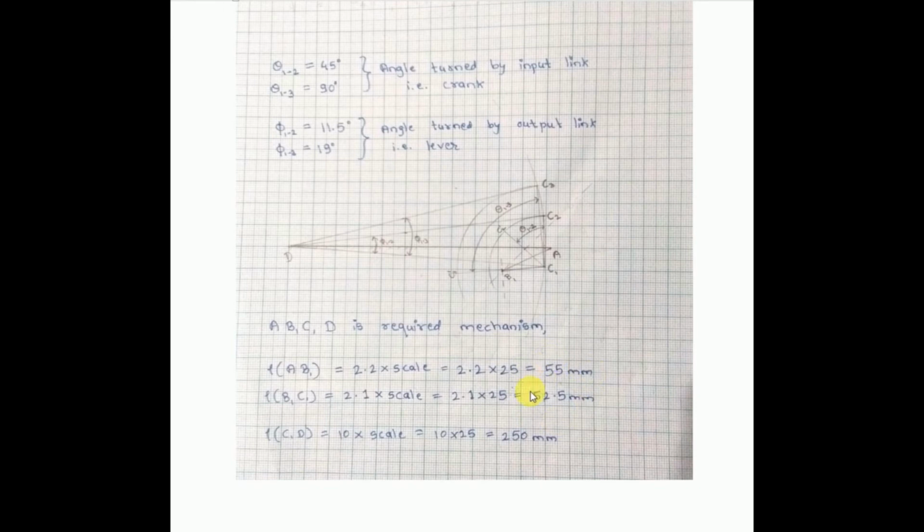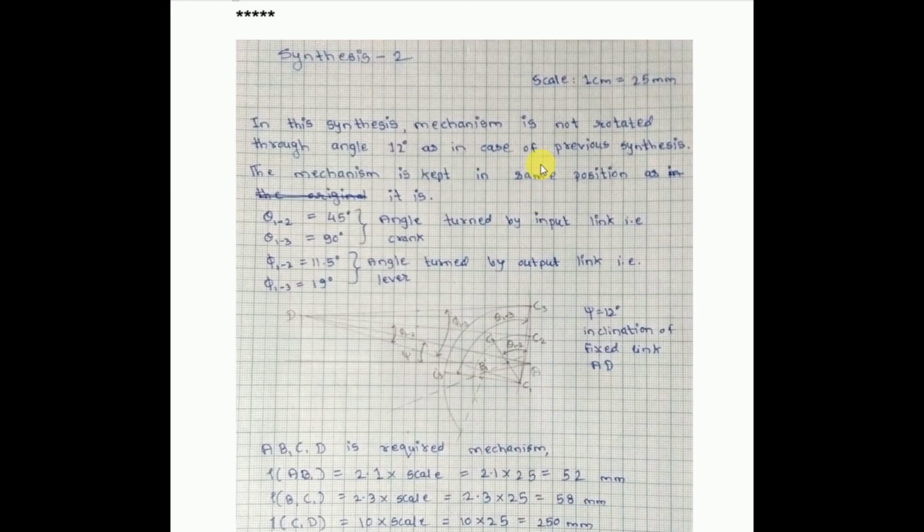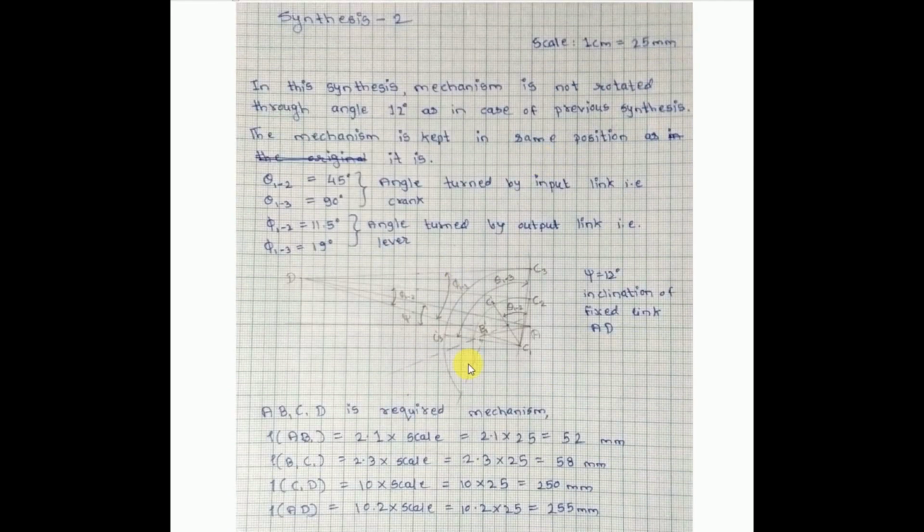And we observed that the length of the crank was 55 mm after performing the synthesis, and length of connecting rod was 250.5 mm. So these lengths were not matching our original mechanism. Our original mechanism was having the length of AB equal to 50 mm and length of BC equal to 52.5 mm. So we performed another synthesis, and this time instead of rotating the mechanism through 12 degrees, we kept the mechanism as it is, and then we performed the synthesis using inversion method.